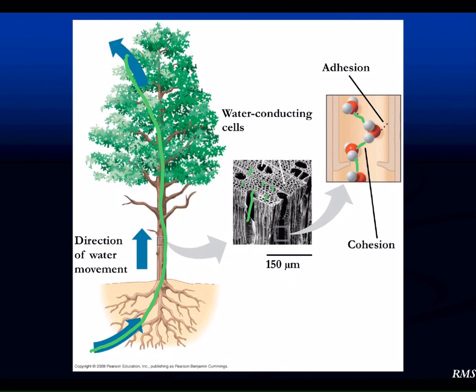But you see, water can also bind to the plant cell wall, and when water binds to something else, that's called adhesion. Now, once again, these lines or the dots you see here are just hydrogen bonds, but when water hydrogen bonds to something else, it's adhesion. When water hydrogen bonds to itself, it's called cohesion.